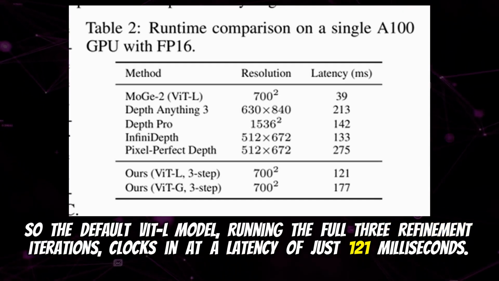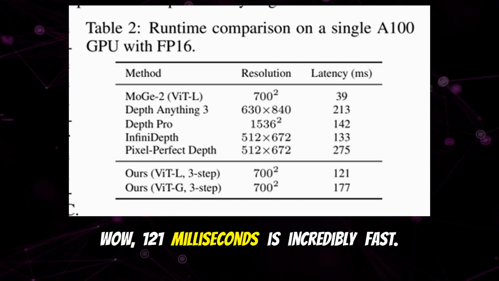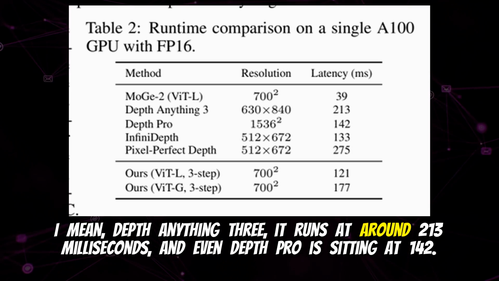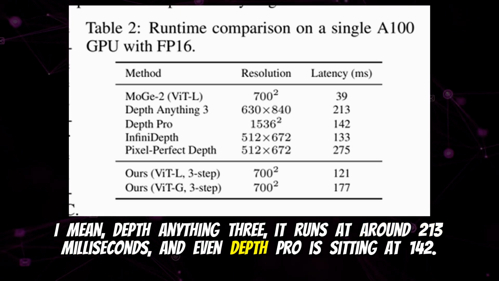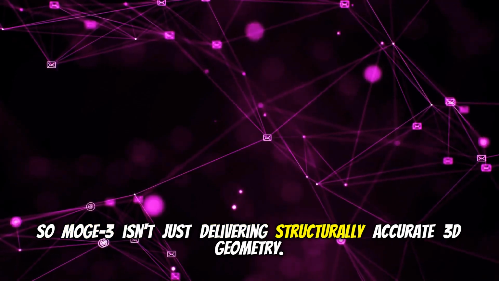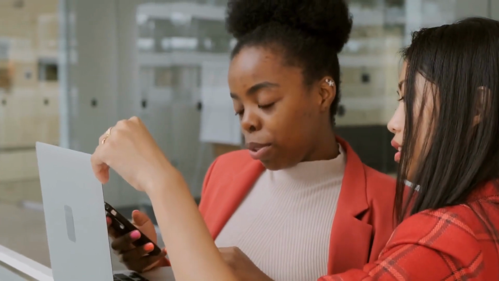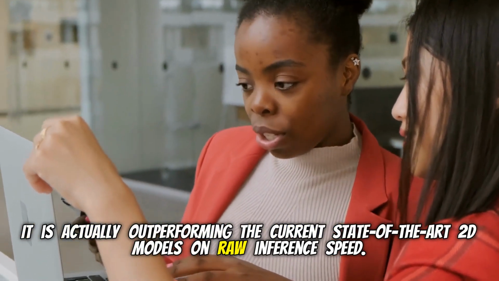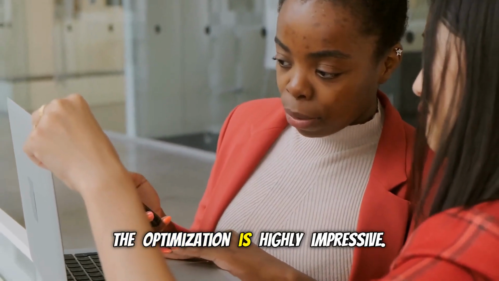Right. So the default ViT-L model, running the full 3 refinement iterations, clocks in at a latency of just 121 milliseconds. Wow, 121 milliseconds is incredibly fast. It is. I mean, Depth Anything 3 runs at around 213 milliseconds, and even Depth Pro is sitting at 142. Yeah. So MoGe-3 isn't just delivering structurally accurate 3D geometry, it is actually outperforming the current state-of-the-art 2D models on raw inference speed. The optimization is highly impressive.